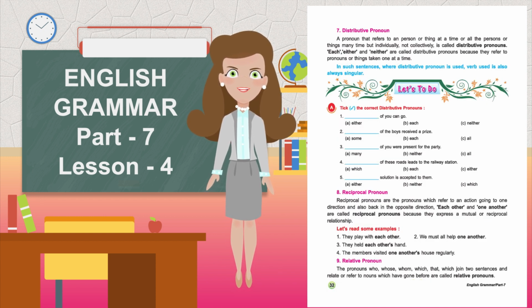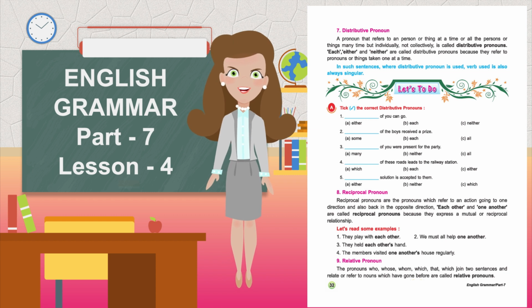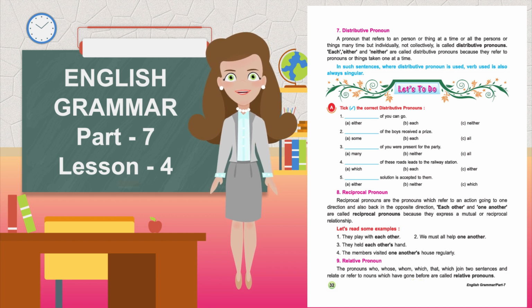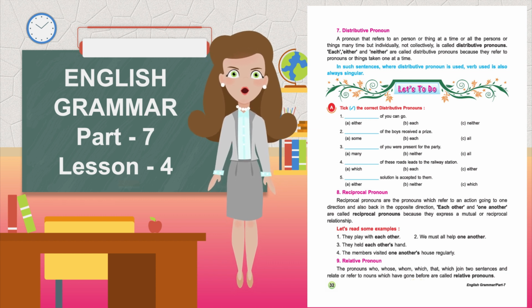Seventh, distributive pronoun. A pronoun that refers to one person or thing at a time, or to all the persons or things many times but individually, not collectively, is called a distributive pronoun. Each, either, and neither are called distributive pronouns because they refer to persons or things taken one at a time. In such sentences where a distributive pronoun is used, the verb is also always singular.